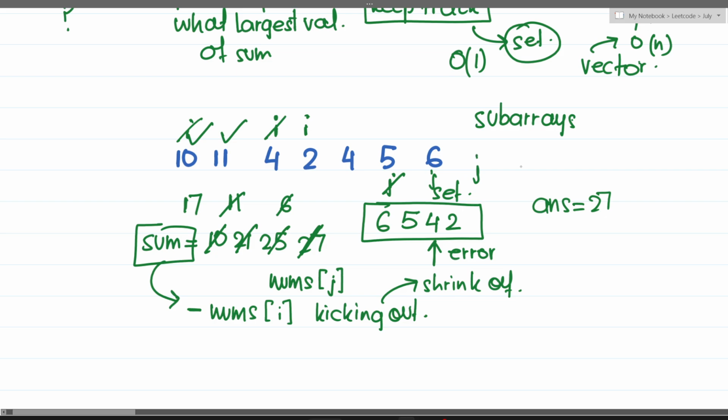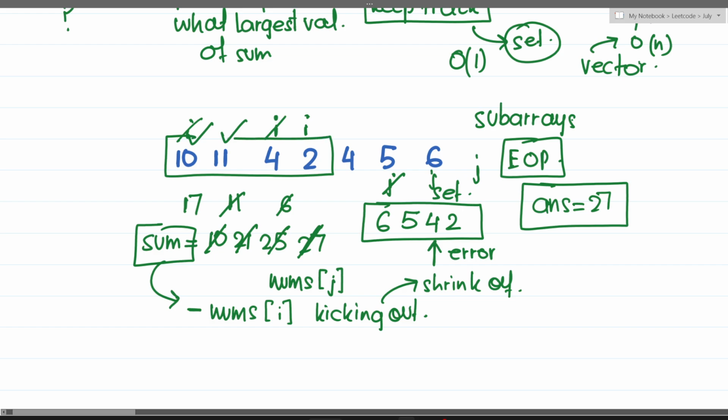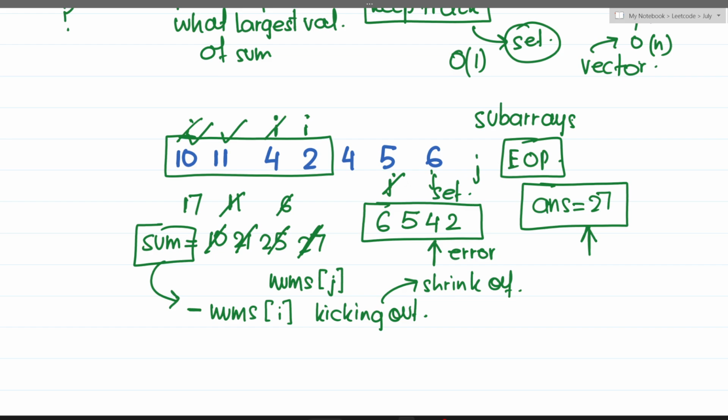Then j goes out of bound, and that is the end of the procedure. Overall, the highest subarray that I was able to find was this one, 10, 11, 4, 2, which gives you the sum of 27, right? So it's as simple as that.